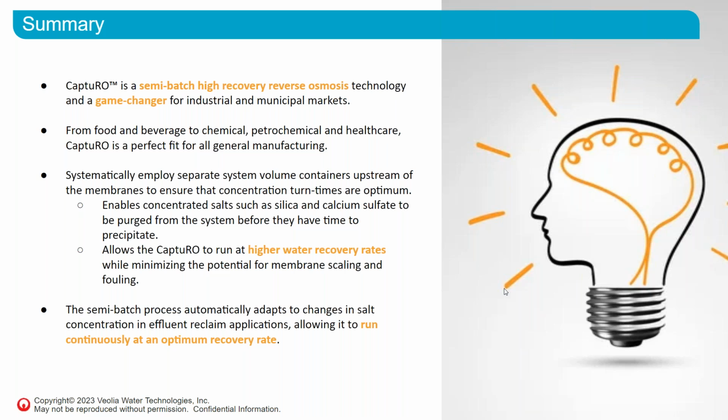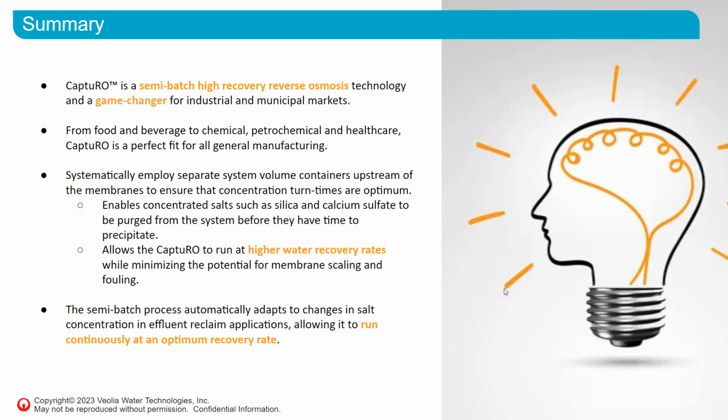And we have separate system volume containers to ensure concentrate turn times are optimum. This is our variable volume approach that we're looking at. It enables concentrate salts such as silica and calcium sulfate to be purged from the system before they have time to precipitate, and allows us to run at higher recovery rates while minimizing potential for membrane scaling and fouling. So this really applies to CaptuRO technology in general.